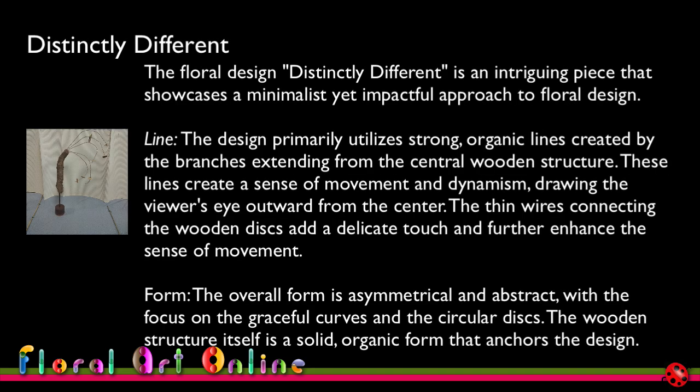So I like, first of all, its overall impression. The first impression is that it's an intriguing piece that showcases a minimalist yet impactful approach to floral design, and that's exactly what I was hoping to achieve with the design.